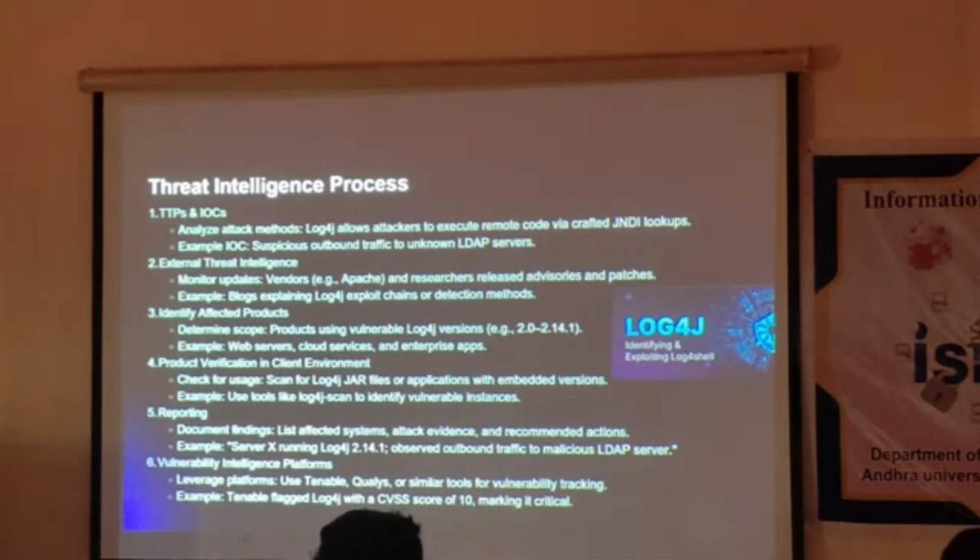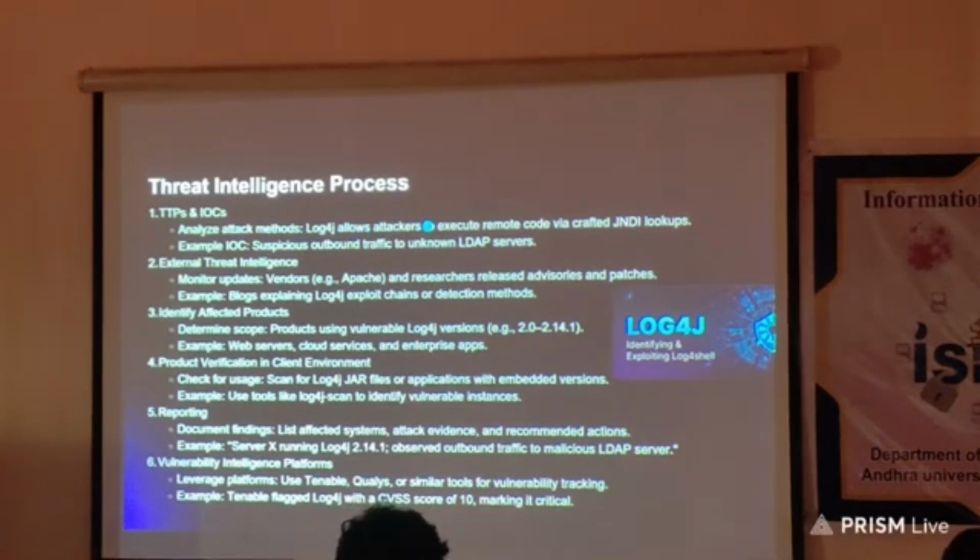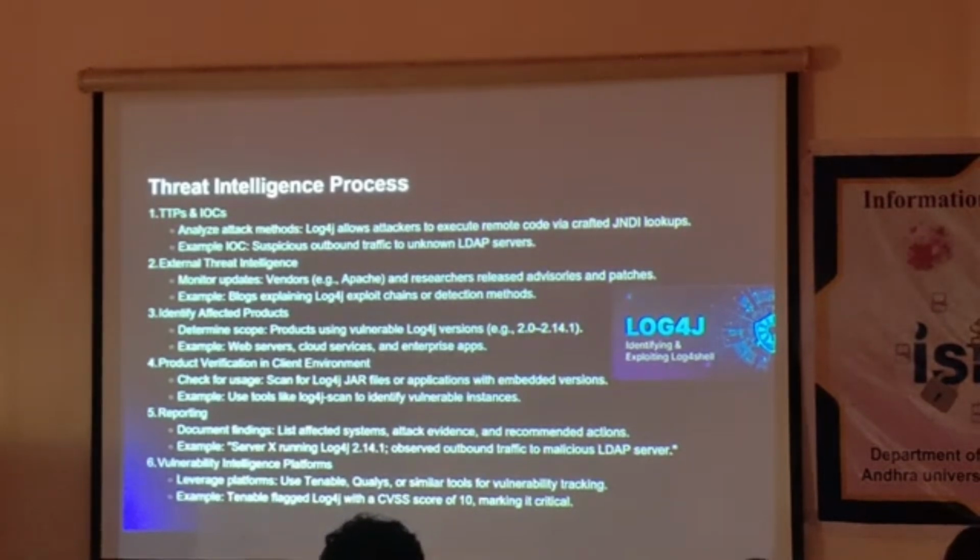Okay, let's consider Log4j as an example. We'll just cover it fast. The TTPs and IOCs. Log4j allows attackers to execute remote code execution. The IOC is suspicious traffic to unknown attack servers. We are getting suspicious traffic from an unknown IP to this particular server. That's when we will understand that there is an attack happening.